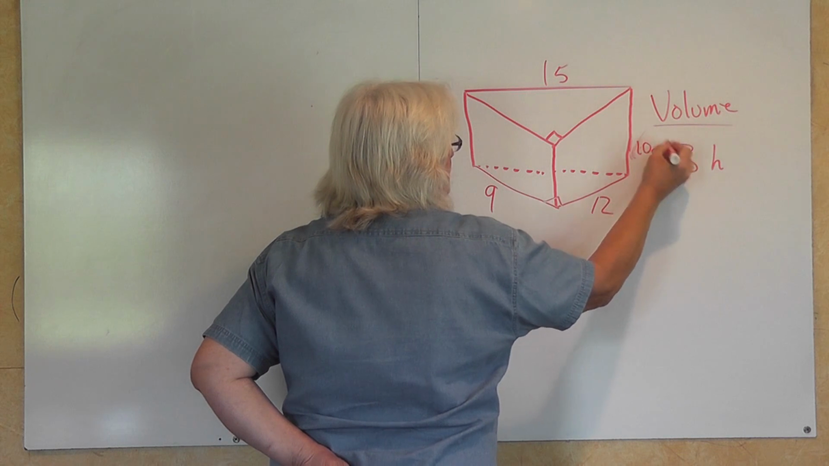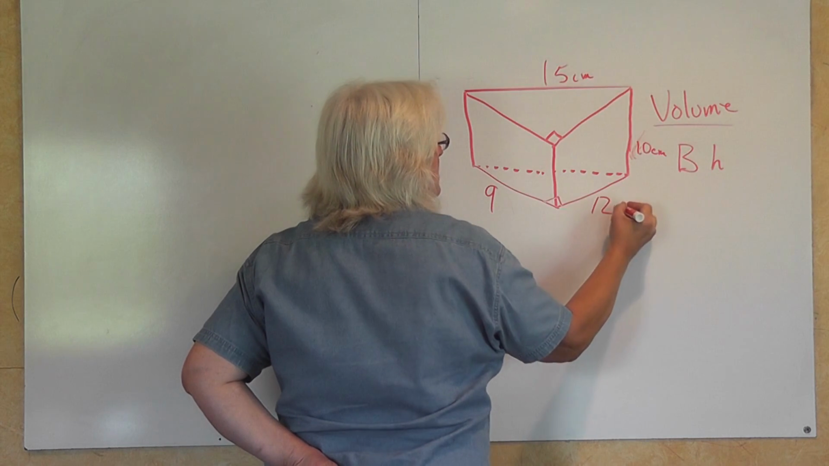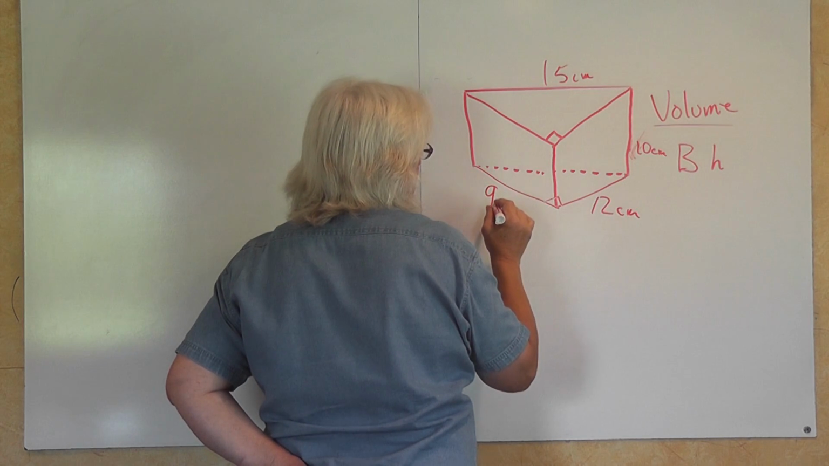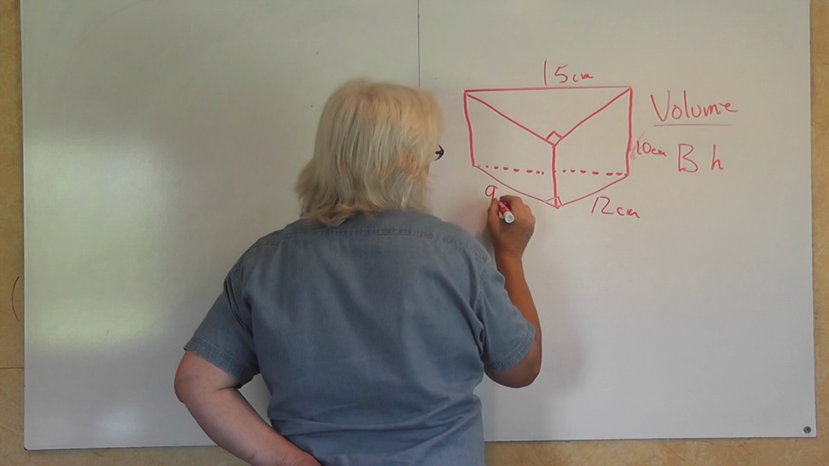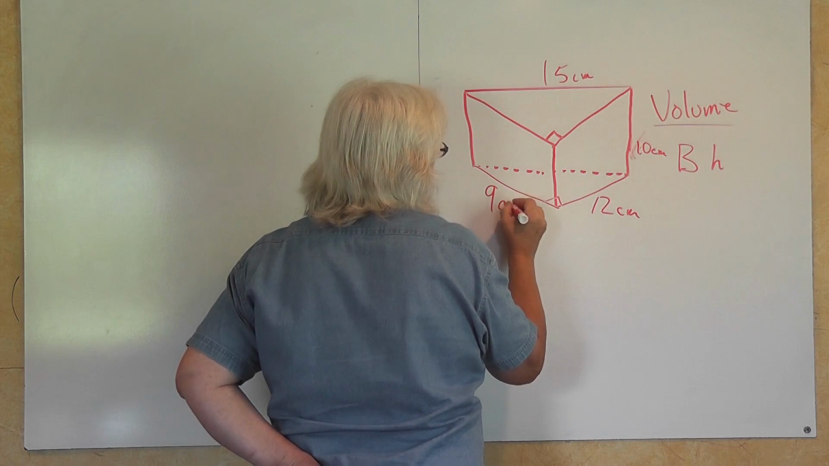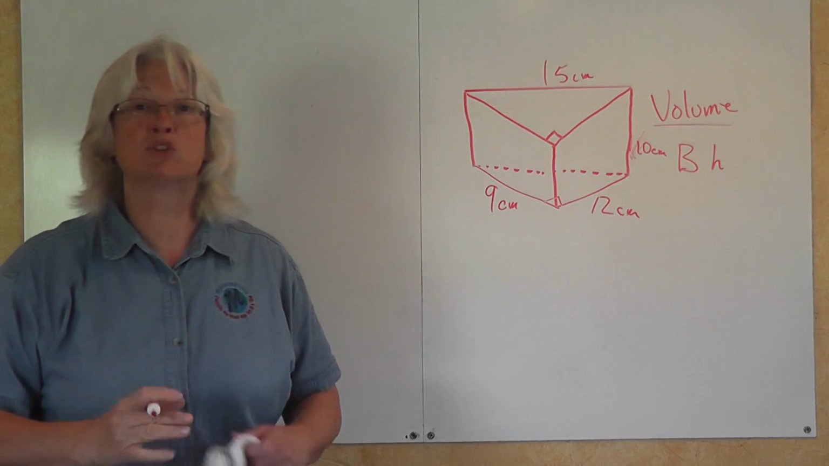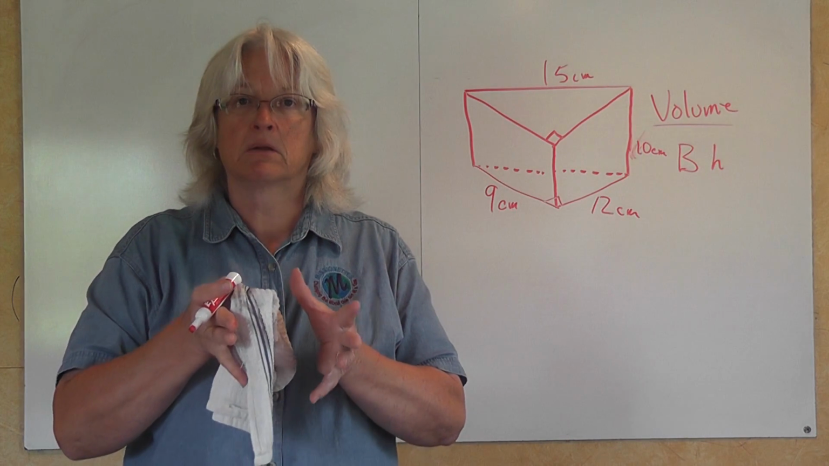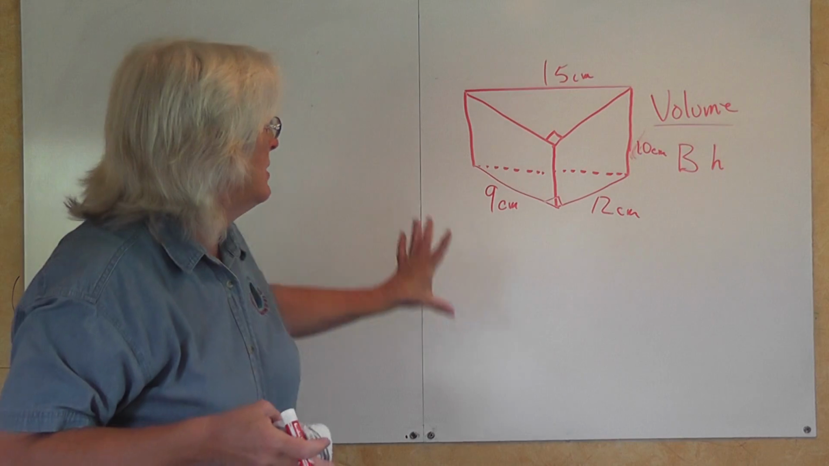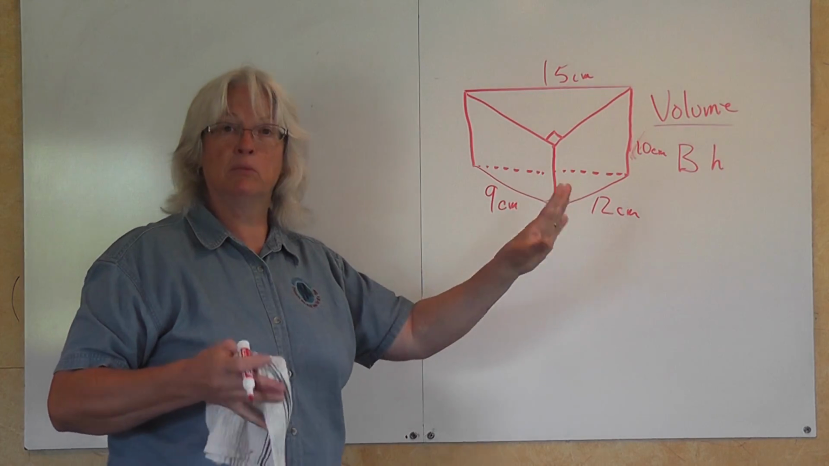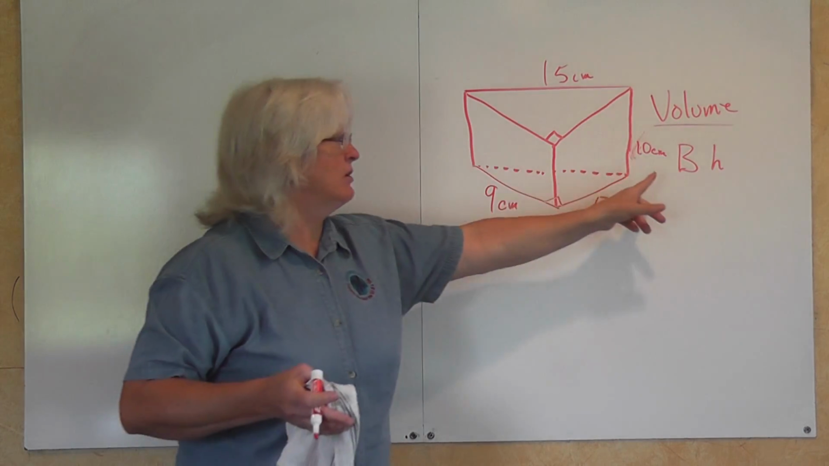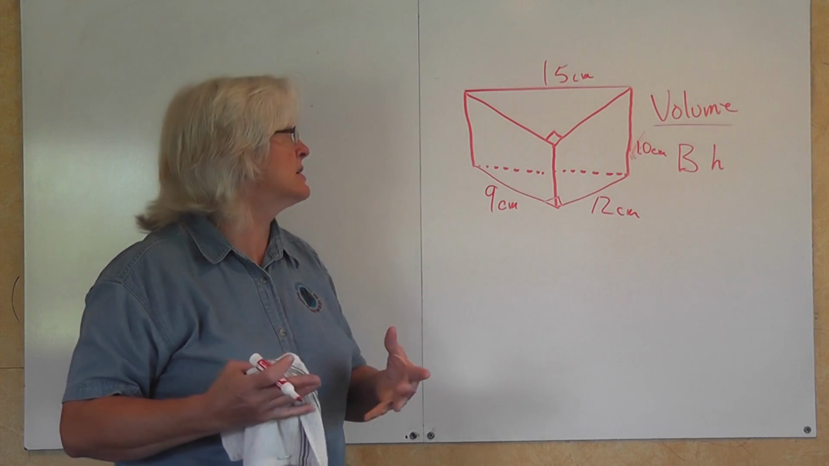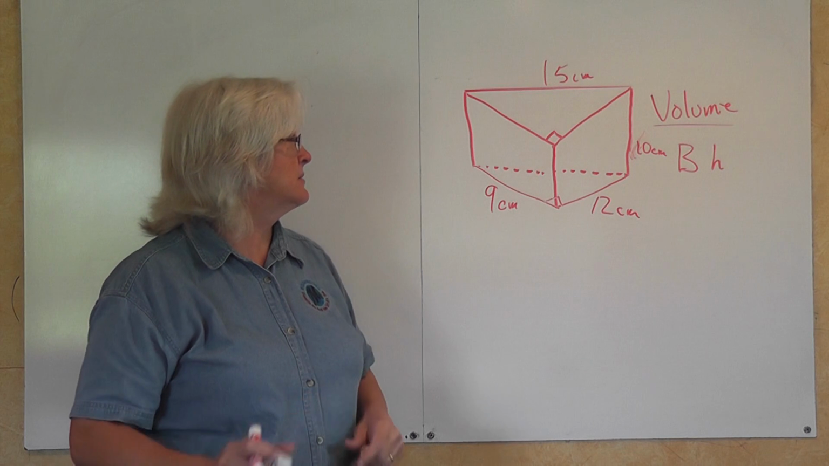So we have 10 centimeters, 15 centimeters, 12 centimeters, and 9 centimeters. And our problem asks us to tell us what the volume of this object is. Now, how do we find volume? Volume is the area of the base times the height. So we have to know how we're going to find the area of the base.